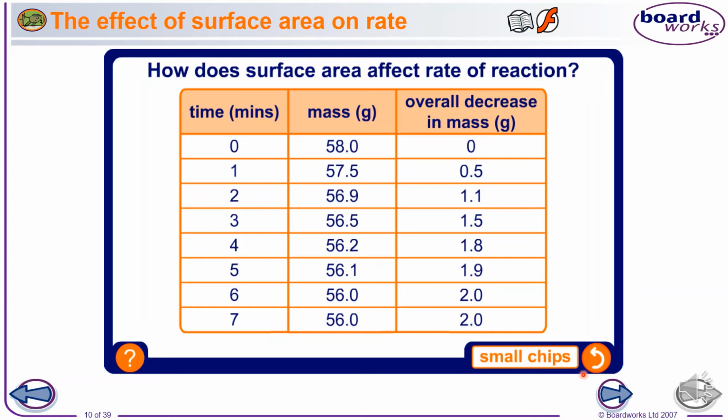Now, the decrease in mass in the first minute: half a gram was lost. In the next minute, 0.6 of a gram, but then it was 0.4 of a gram, 0.3 of a gram, 0.1 of a gram. So it slowed down. As each minute progressed, the reaction got slower. And that will be because there were fewer acid particles present in order to collide.